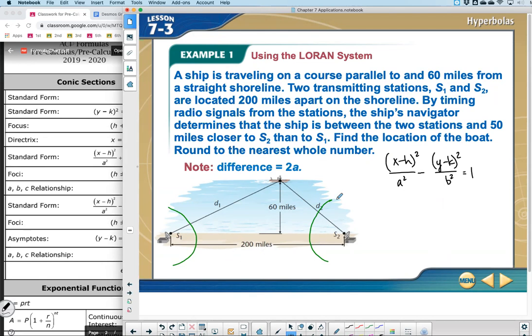So now let's label some points. I'm going to choose the center to be 0, 0. That point right there is going to be 0, 0. That is your h comma k. So what that immediately does to my equation is it simplifies to be x squared and y squared.